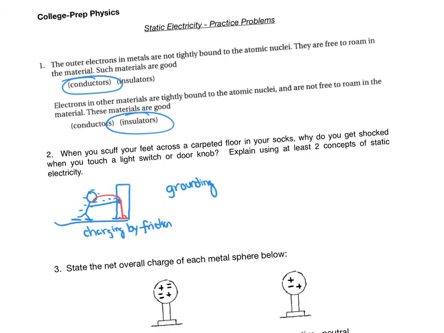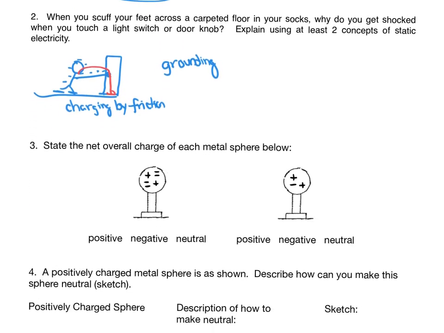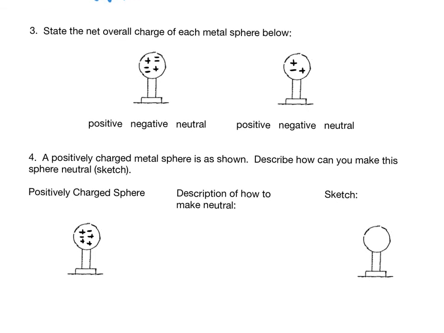All right, number 3. Sorry to tilt it on you. These ones are all about charge labeling. It says, state the net overall charge of each metal sphere below. So let's classify these as either positive, negative, or neutral. On my metal sphere, I have 2 positive charges and 1, 2, 3, 4 negative charges. So I have an abundance of negative charges. So those overall would be negatively charged.